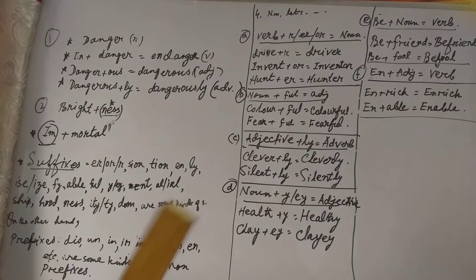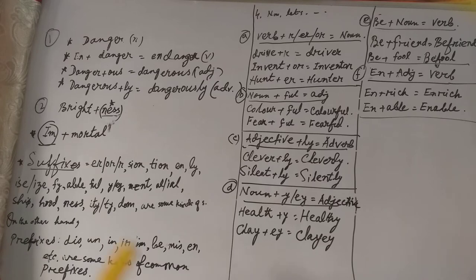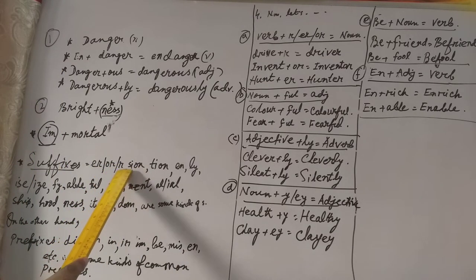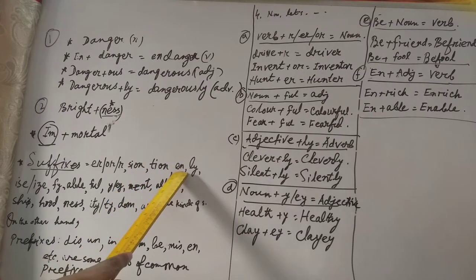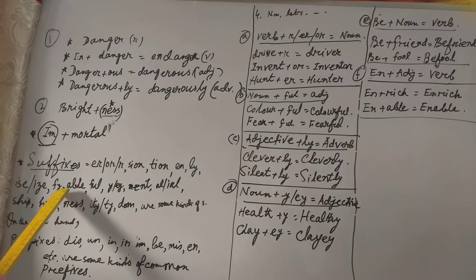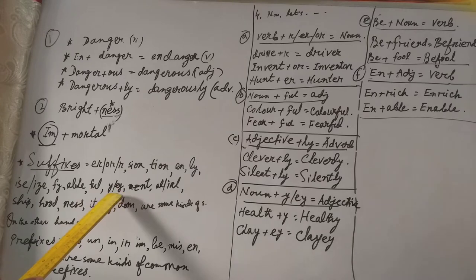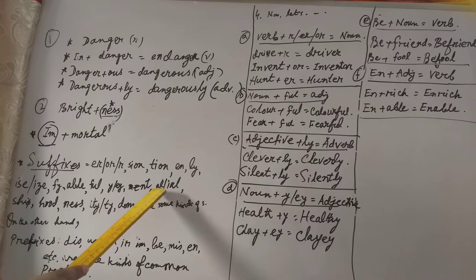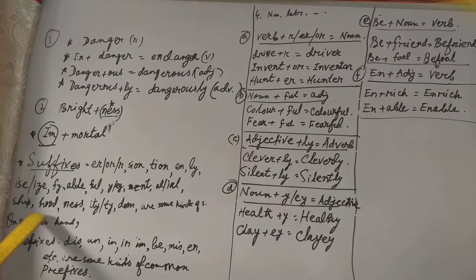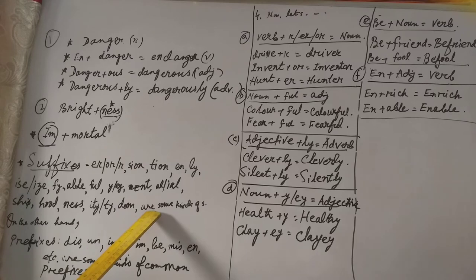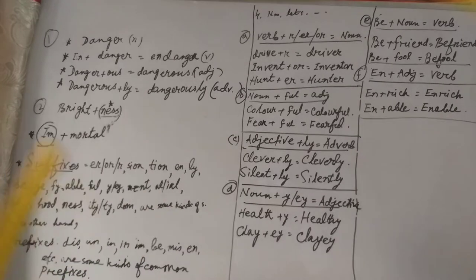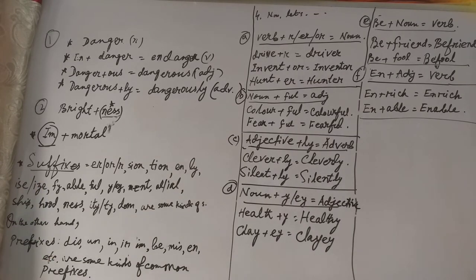These are some kinds of common prefixes, and you know the prefixes are the letters which are added before a root word. And the possible suffixes are ER, OR, R, SION, TION, EN, LY, ISE or IZE, FY, ABLE, FUL, Y or EY, MENT, AL, IAL, SHIP, HOOD, NESS, ITY, TY, DOM. These are some kinds of suffixes, and the suffixes are used after a basic word to make a new word. These are the common suffixes and prefixes.